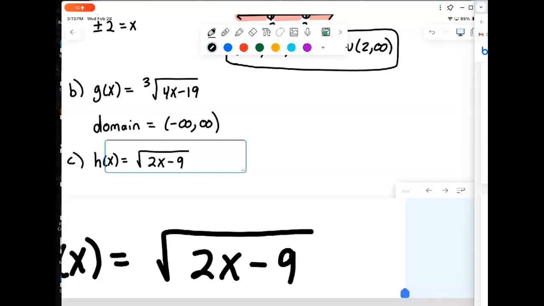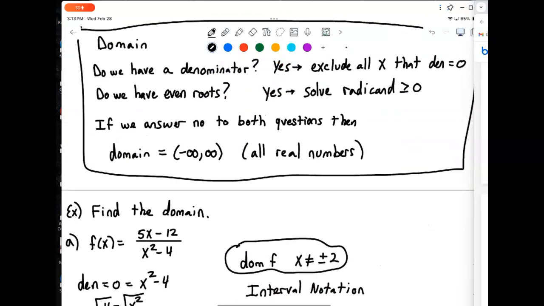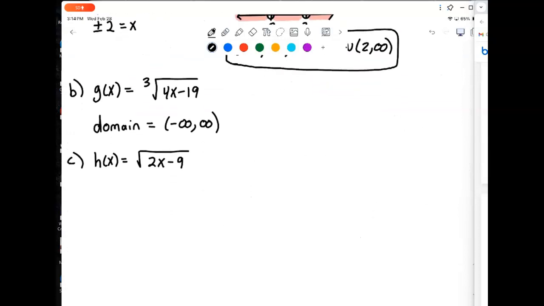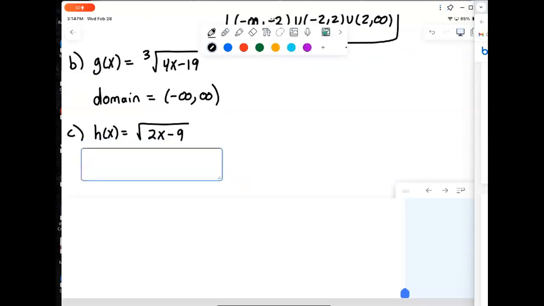I can tell you, I've seen people make the mistake here. They'll solve the equation 2x minus 9 because they get it in their head that every domain problem involves setting something equal to 0. But that's not the case. We don't have a denominator, so we don't do that. We do, however, have an even root. So when we have an even root, we don't set something equal to 0.